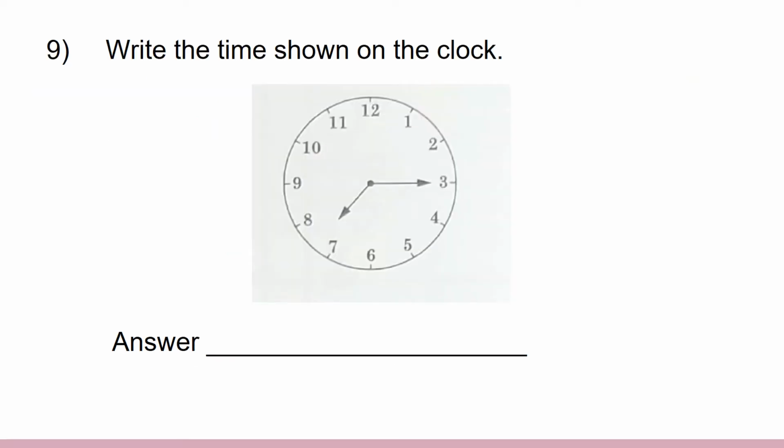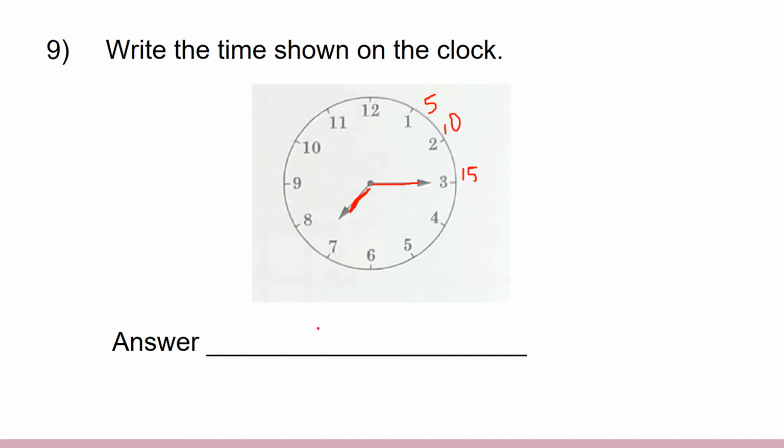Write the time shown on the clock. As we can see here, the long hand, the minute hand, is on 3. How many minutes past is it? It's 5, 10, 15. It's 15 minutes past. Where is our short hand? Here. It's 15 minutes past 7.